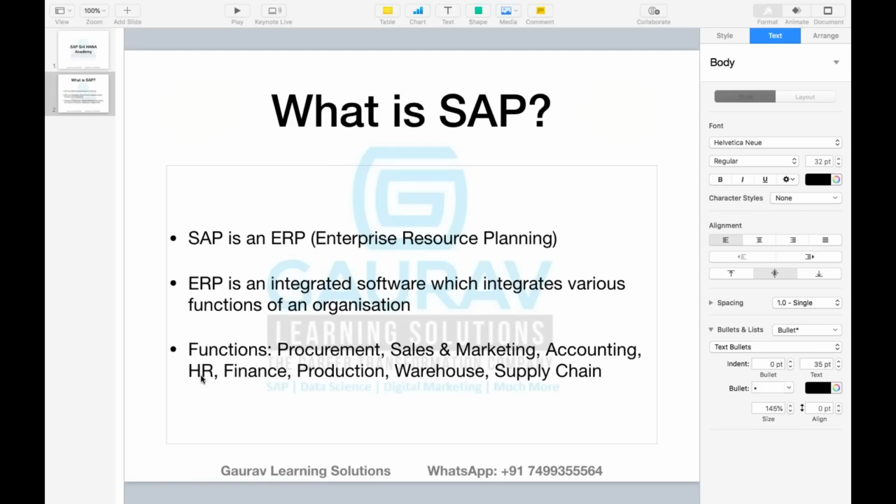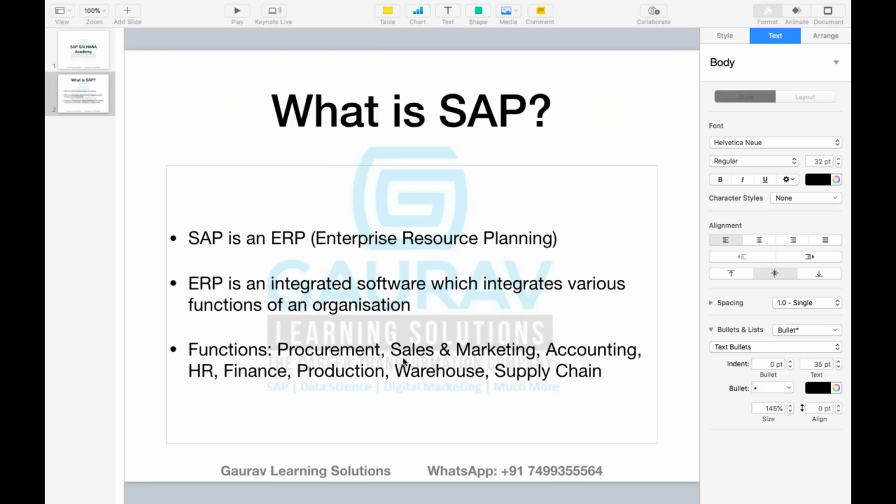Which software you are using for HR, again they will give you some name that this is a software that we are using for HR. For production, again a separate software. For warehouse, again a separate software. Supply chain, again a separate software. So most of the smaller companies, they are using independent softwares for each department.